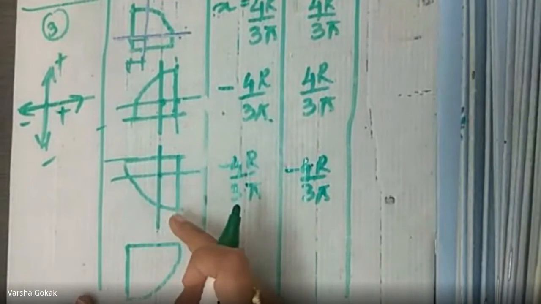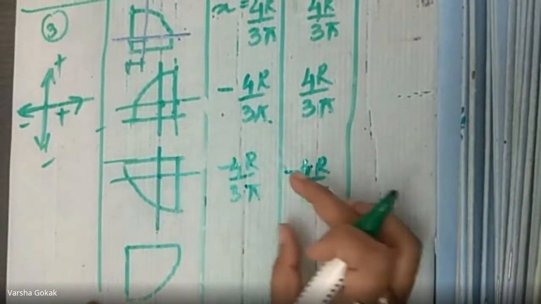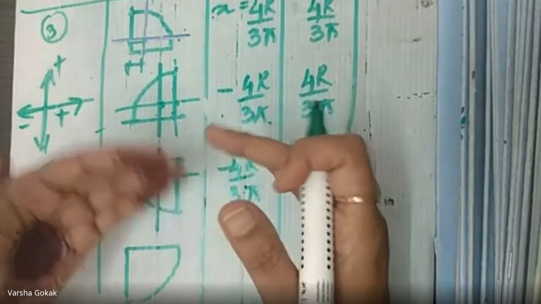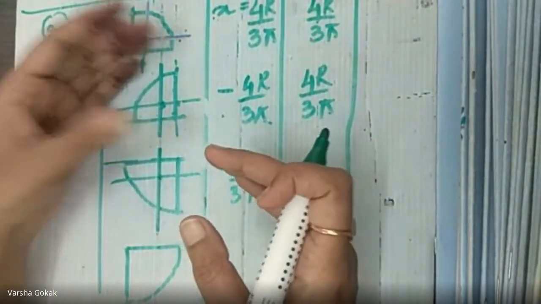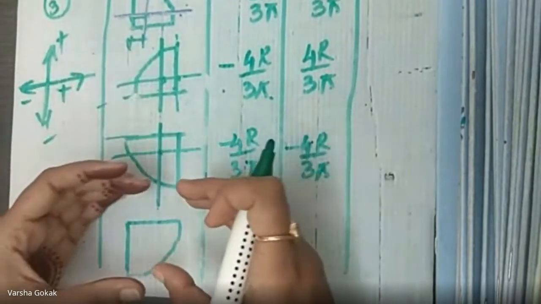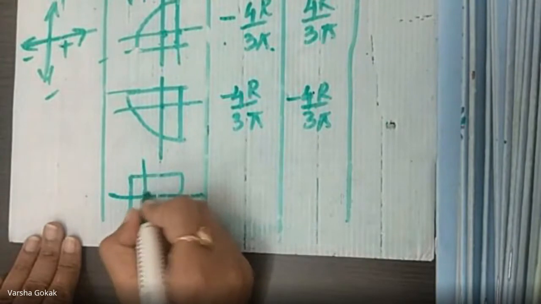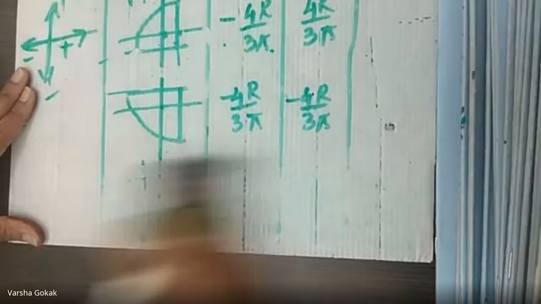So see how it changes value. The CG distances are 4r by 3 pi, but the way I place it in the quadrant system, I can place it in the second quadrant, the third quadrant, or the fourth quadrant. That is a variation. Now in the fourth quadrant, lastly, tell me what is x bar? 4r by 3 pi, and y bar is minus 4r by 3 pi, because it is in the fourth quadrant, correct?